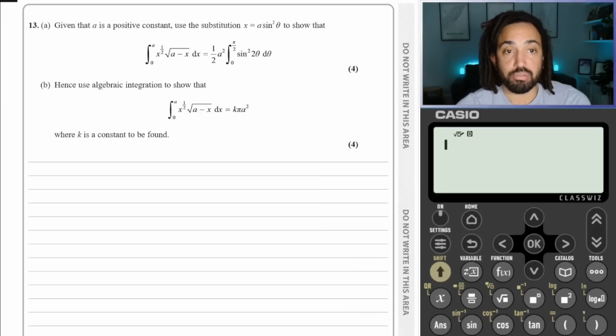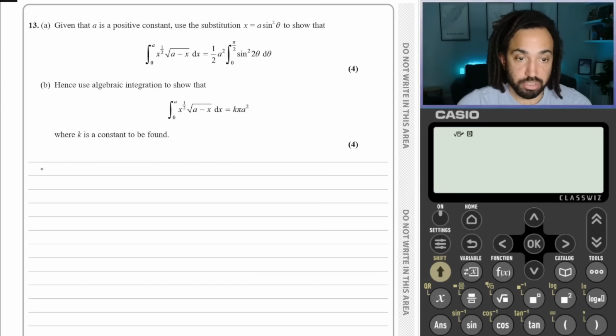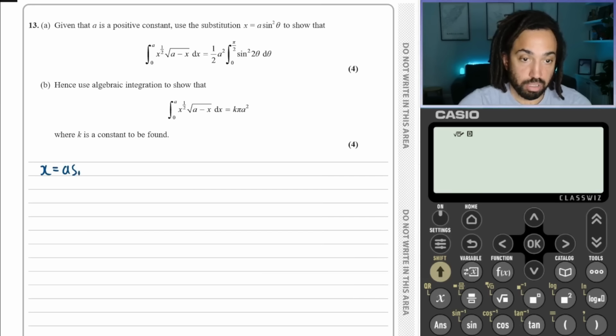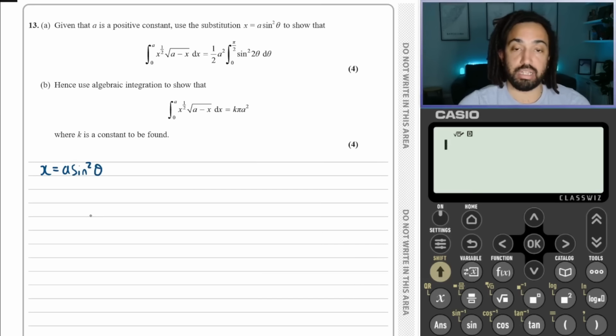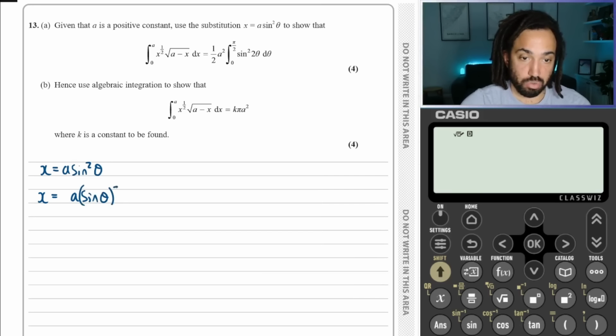Okay, question 13, and we've got a is a positive constant. Use the substitution x is equal to a sine squared theta to show that. Okay, so with any substitution, we're going to start off by writing it out and then differentiating it. Now, in order to differentiate sine squared, we're going to have to use the chain rule. So in order to do that, we might write this as a sine squared theta, and then we write dx by d theta.